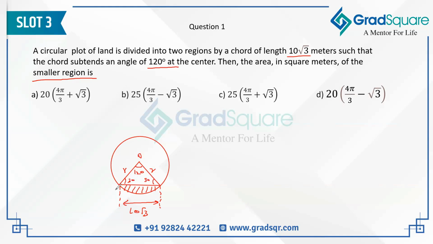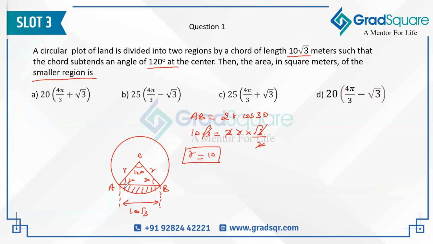So if I look at this as O, this as A, and this as B, what will be the length of AB? The length of AB should be 2 times r cos 30. This should be the total length of AB, and the AB length is given to me as 10 root 3. So 10 root 3 will be equal to 2 times r into cos 30, which is root 3 by 2. If you cancel this, you will realize that the radius turns out to be equal to 10.